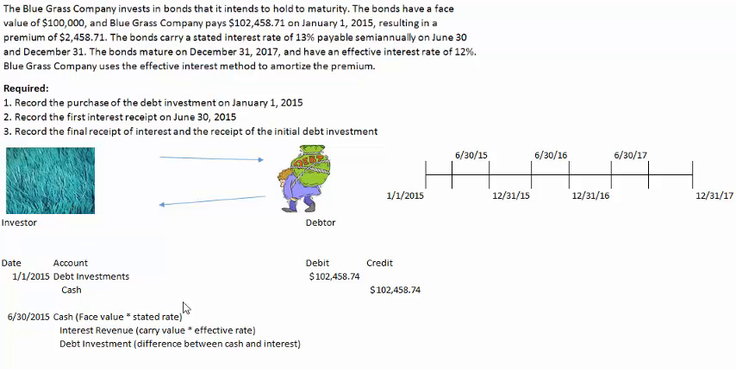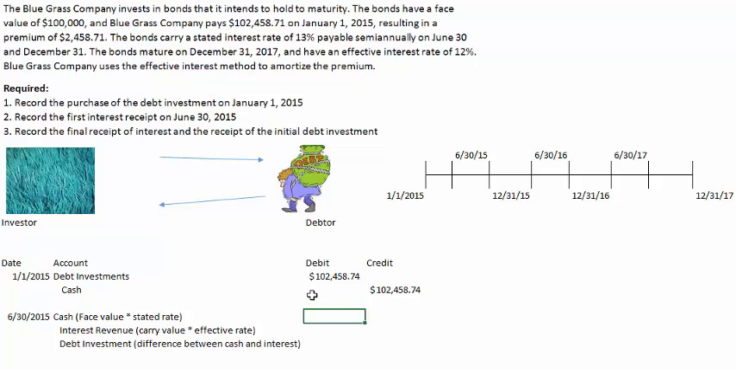Remember, we're the investor. And I've made some notes down here for you. We've learned how to do all of this back when we learned about bonds from the perspective of the debtor and how we amortize the premium or the discount. But let me just go through it again.